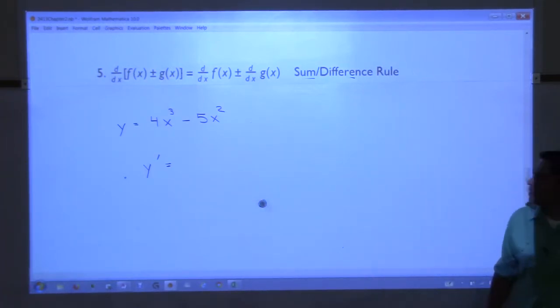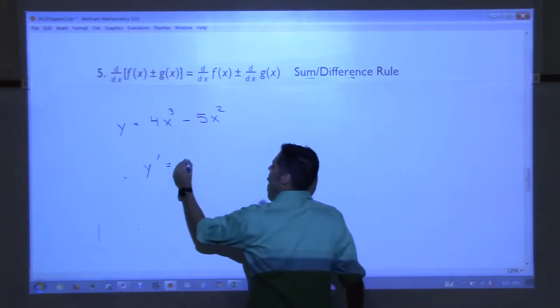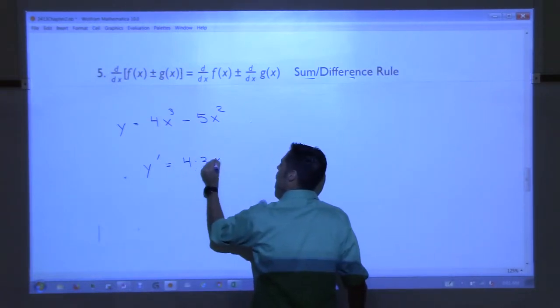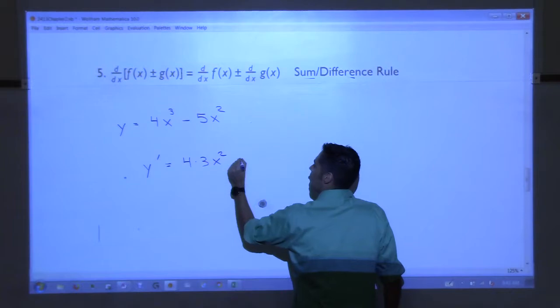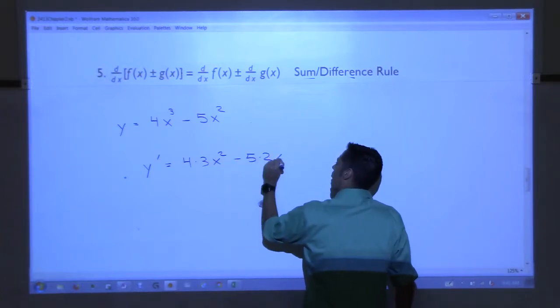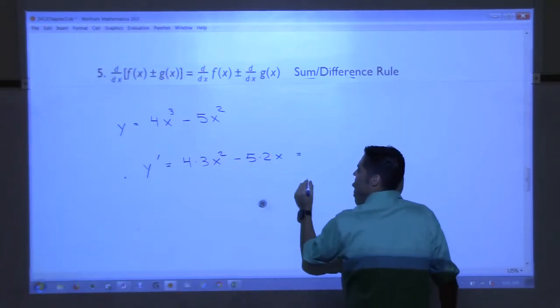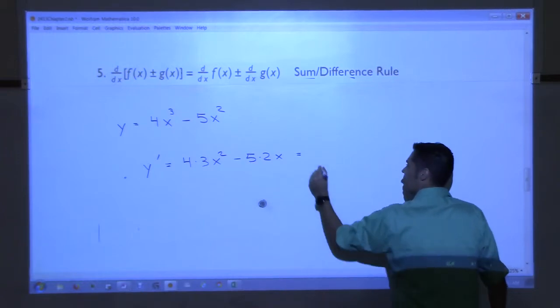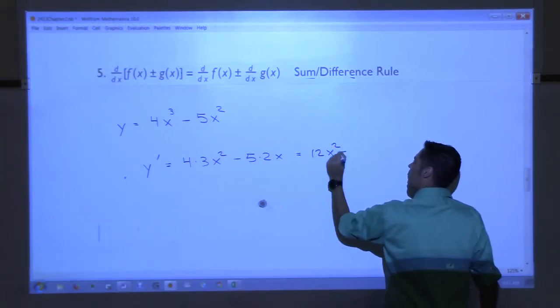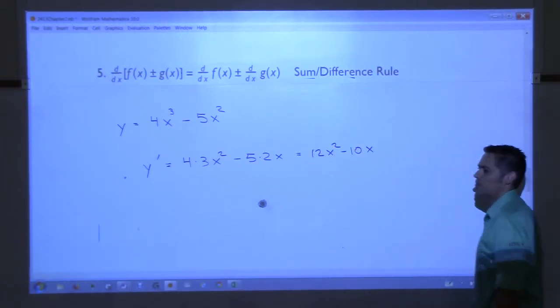So it would be 4 times 3x squared. Okay, so you're going to go through it. 4 times 3x squared. Go ahead. 5 times 2x. And then when you clean that up, that's just going to be 12x squared minus 10x. That's it.